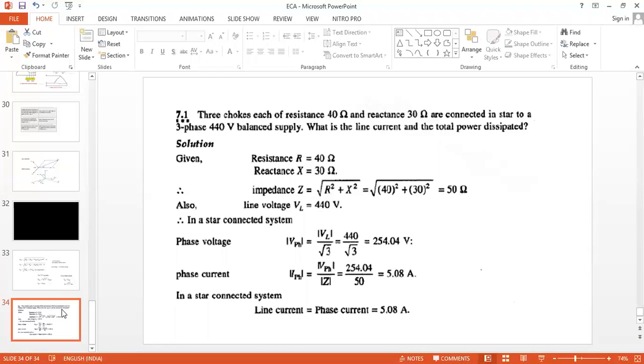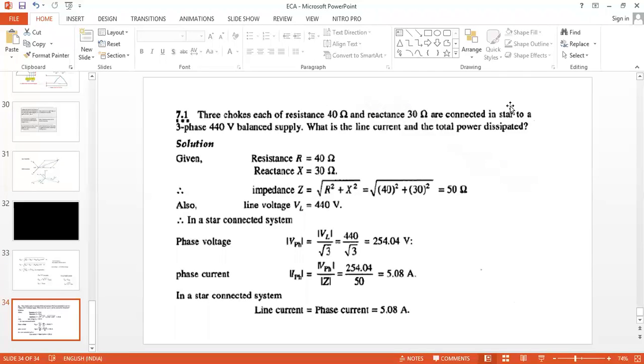Star connection system: line voltage equals root 3 times phase voltage. Now you see, all of you. 3 chokes. 3 chokes means we can say 3 inductors in a house, 3 tube lights in a house. 3 chokes, each of resistance 40 and reactance, we already know, are connected in star. Any problem, if you see the word star, immediately write the formula.